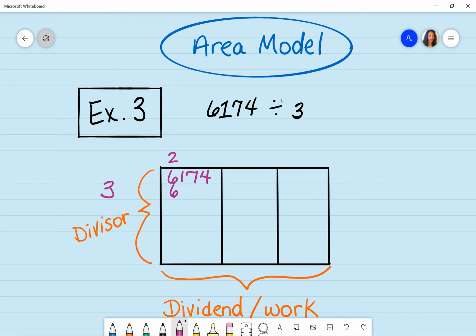So what do I need to do for the 174 underneath it? What am I adding here? Would it be zeros? How many? 3 zeros.